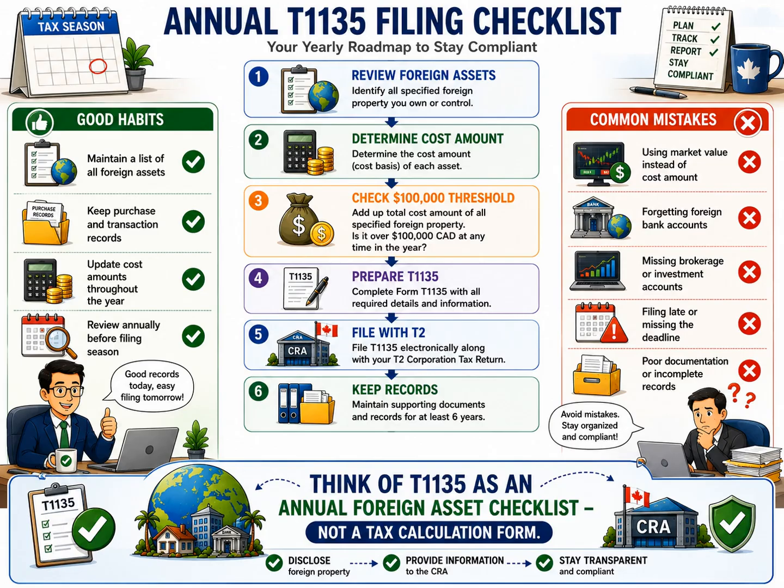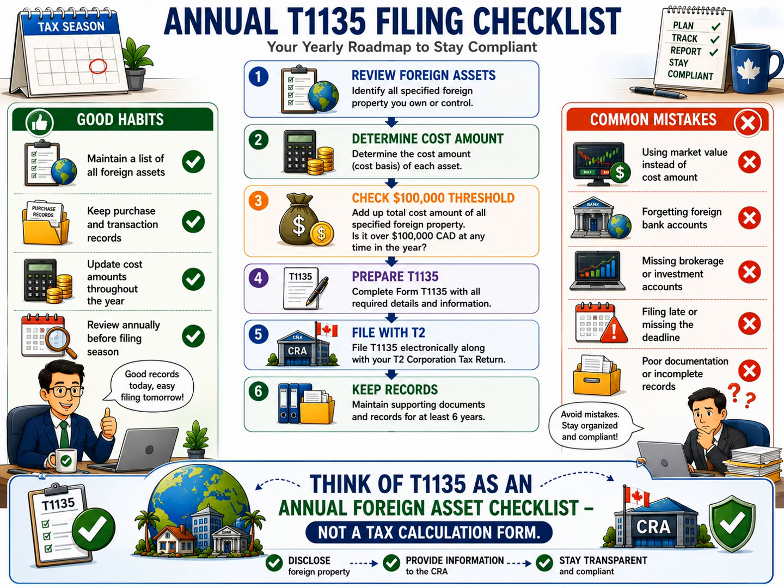In this final slide, let's bring everything together by looking at a simple annual checklist for filing Form T1135. Preparing a T1135 doesn't have to be complicated if you follow the same process every year. The first step is to review all of your foreign assets. Start by identifying every item that could qualify as specified foreign property, such as foreign bank accounts, foreign investment accounts, foreign shares, or rental properties located outside Canada.